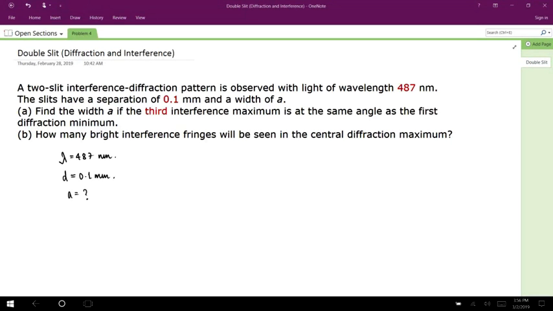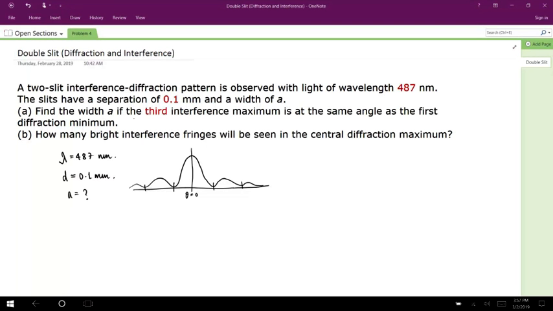So now let's remind ourselves what a two-slit interference diffraction pattern looks like. Well, first of all, what does the diffraction pattern look like? If you remember, it looks like this. It's a central maximum at theta equals 0, and then minima at different values of m, and those different values of m refer to the order of the minima.